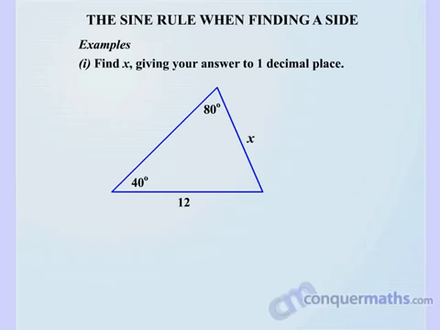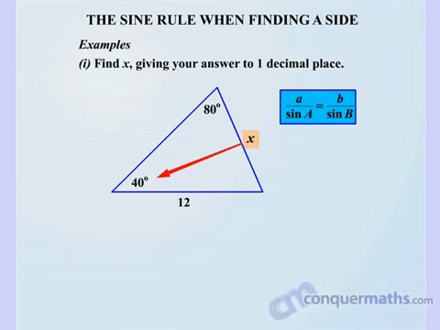We need to find x, giving your answer to one decimal place. Now there's our sine rule, a over sine A equals b over sine B. There's x. That's what we're trying to find. What we firstly do is work out what it matches with. It's directly opposite that 40 degrees, so they match up. The 12 is directly opposite the 80 degrees, so they match up.